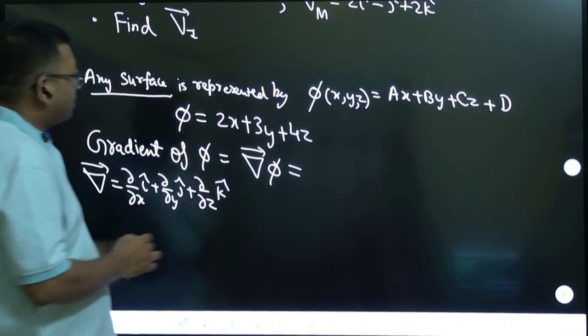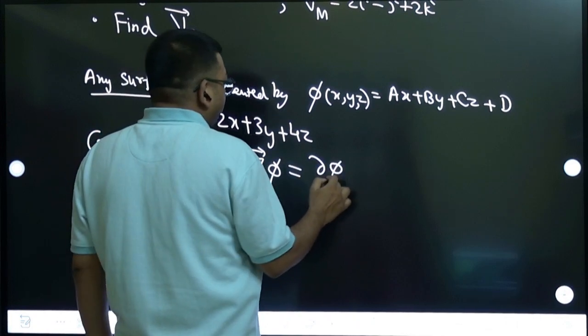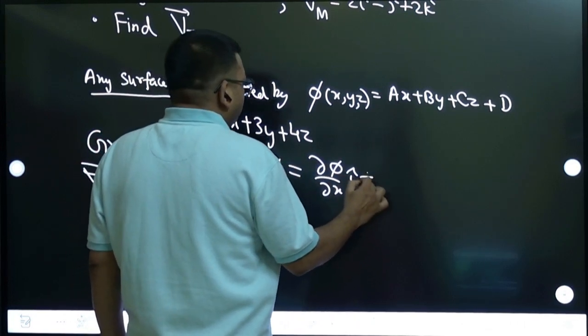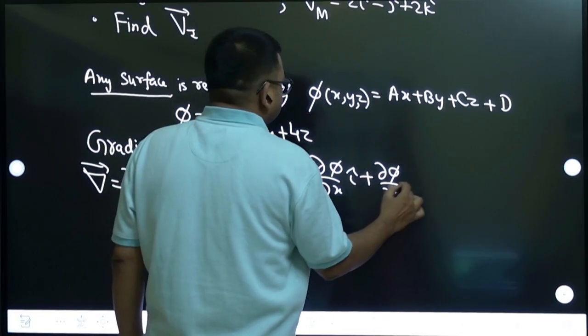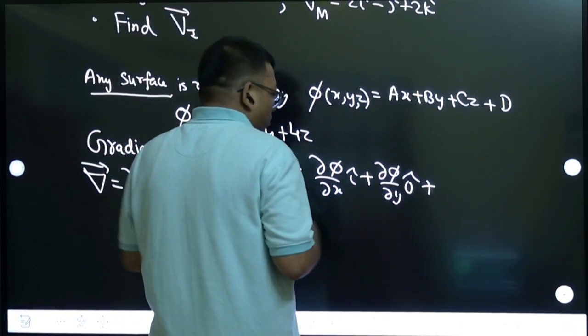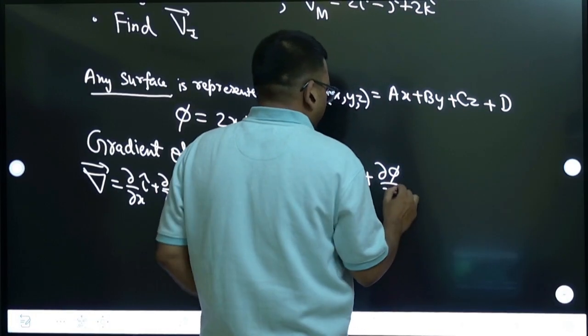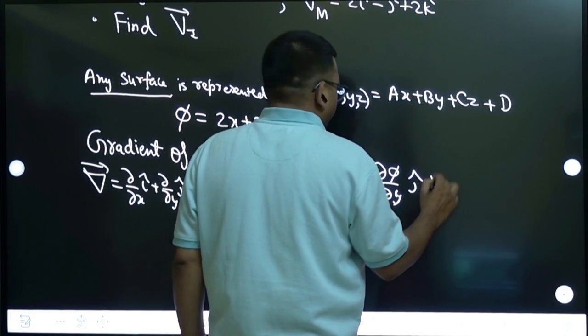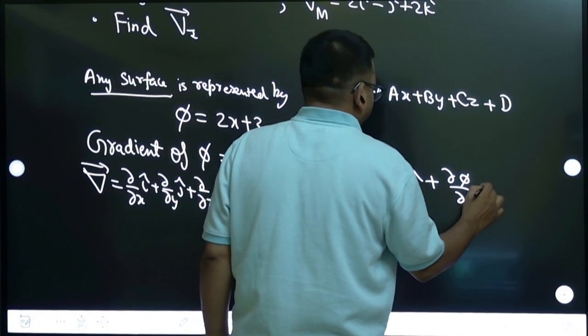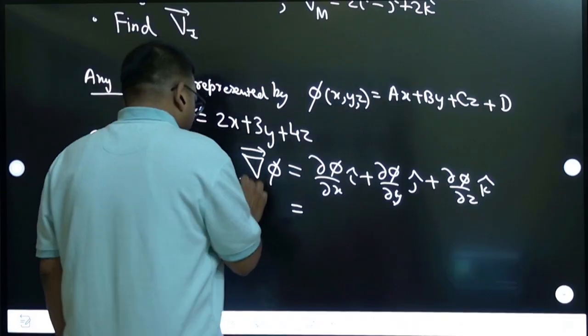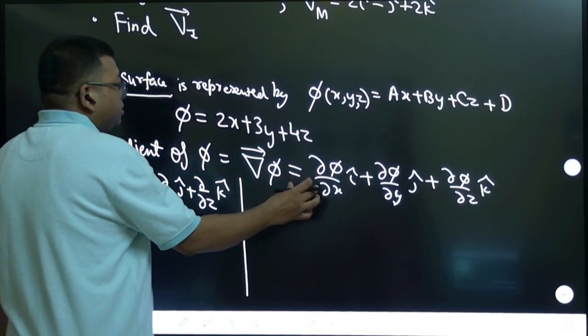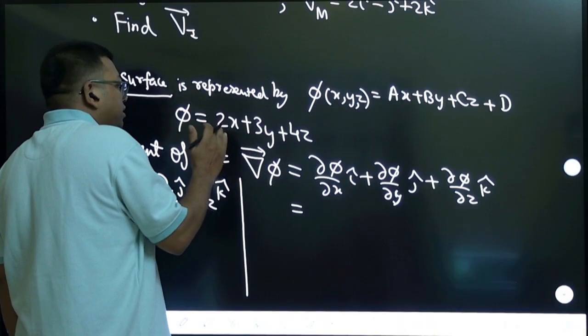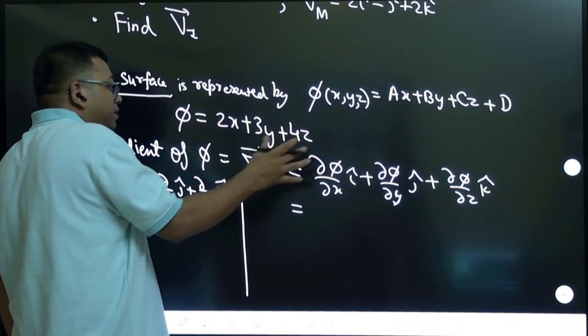Okay. So that means you have to do dou phi by dou x i cap plus dou phi by dou y j cap plus dou phi by dou z k cap. Let us do this calculation. So dou phi means what? This is phi. Now we need to only differentiate with x, so y and z are treated as constant.